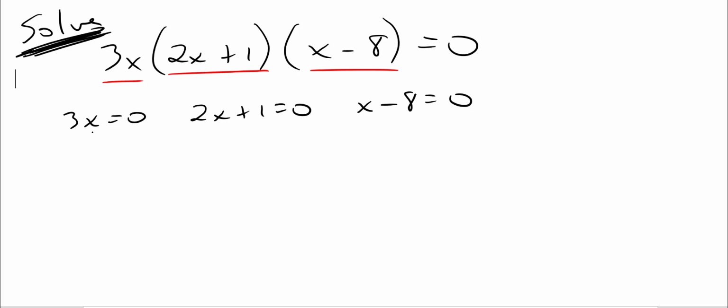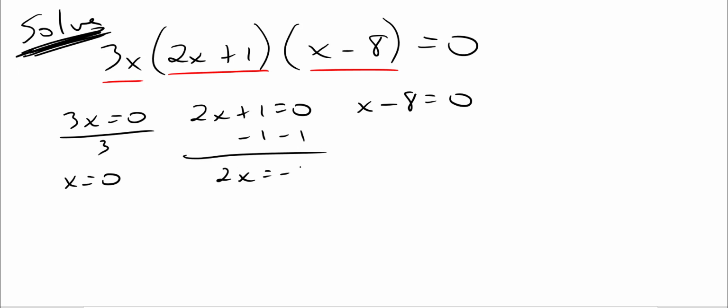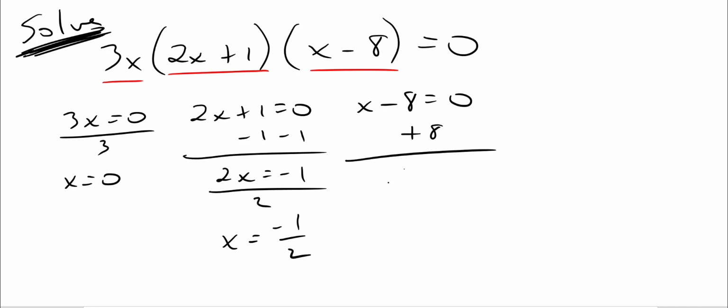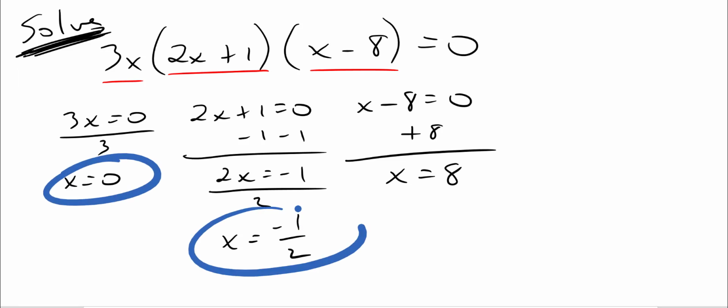Okay, so this one is easy. Don't do anything crazy. It's literally divided by 3, so x equals 0. This one I'm going to have to subtract 1, so 2x equals negative 1. Divide by 2, x equals negative 1/2. And add 8 to both sides, so x equals 8. Okay, so you have 1, 2, 3 answers.